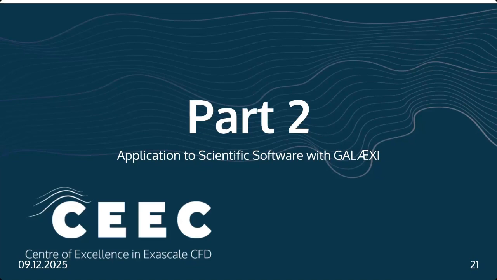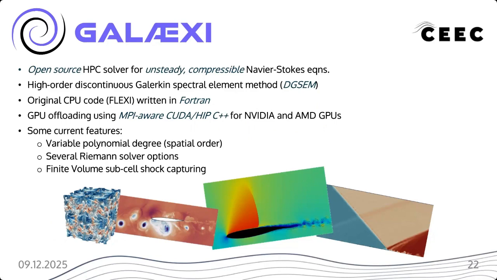We're doing all right. And so now we're going to take this very brief, very shallow intro to GPU computing, specifically the software side of GPU computing, and we're going to then apply that to our code, GALÆXI. So a little bit more about GALÆXI before we get going. GALÆXI is an open source, high-performance computing-oriented solver for the unsteady compressible Navier-Stokes equations. We use a high-order discontinuous Galerkin spectral element method to solve those equations. What that is, I'm not going to explain right now, outside of the scope of this talk, but if you're interested in that, it's a simple Google search away.